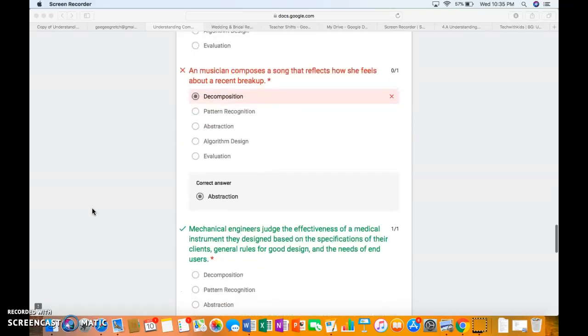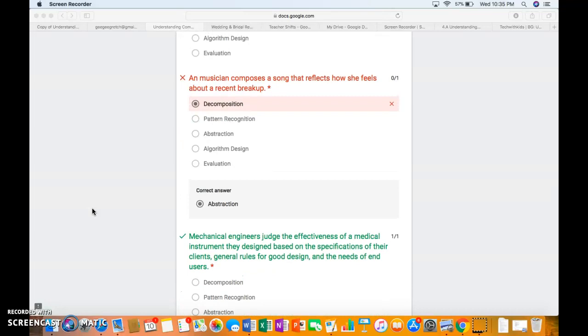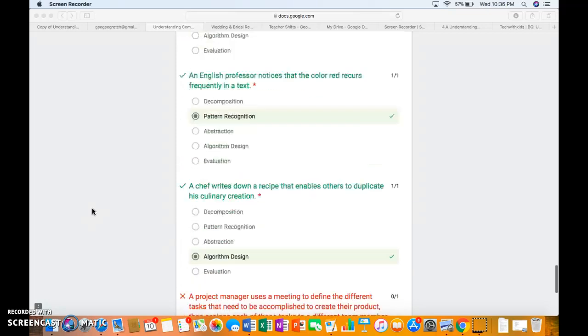Okay, next we have a musician who composes a song that reflects how she feels about a recent breakup. Again, this is abstraction because it's getting rid of all these other factors. It's just focusing on this recent breakup. I don't know how better to explain that, but that's what I understand from that one.